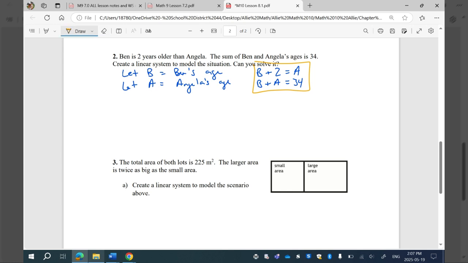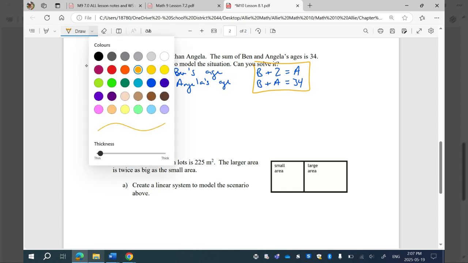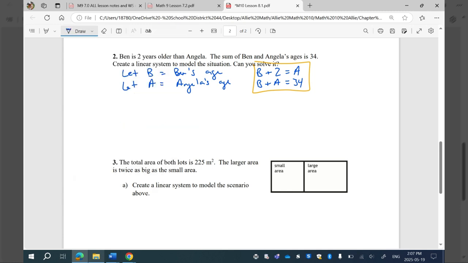I'm actually going to make a table of values, and we'll see there's going to be a line. Spoiler alert, there is a solution for this. We're going to see a point at which both of the coordinates are the same. So let's do B and A, and let's do B and A over here. This can be our B plus 2 equals A.